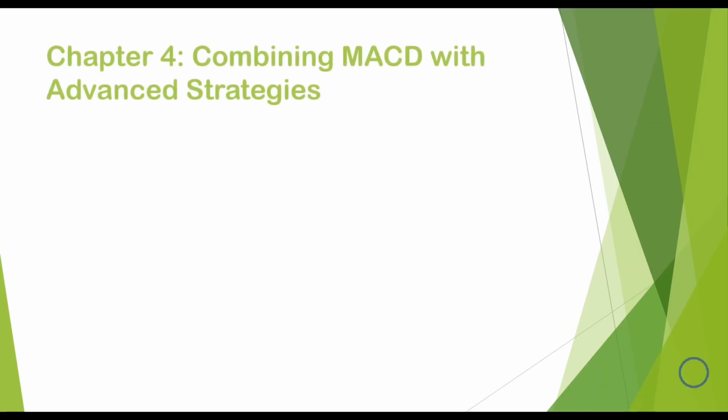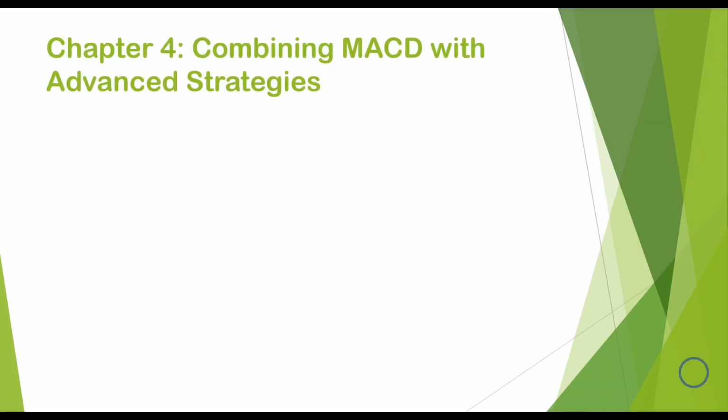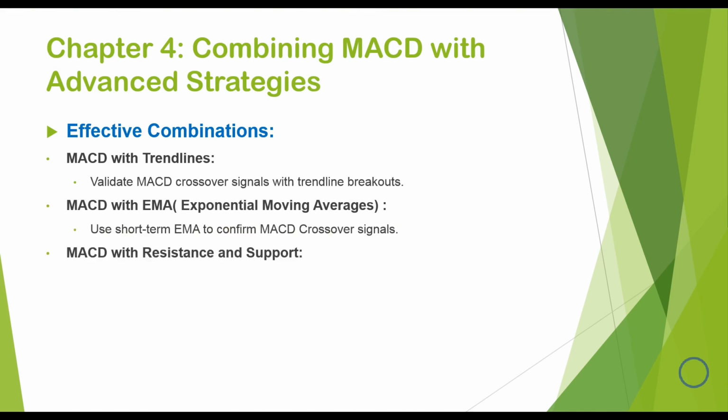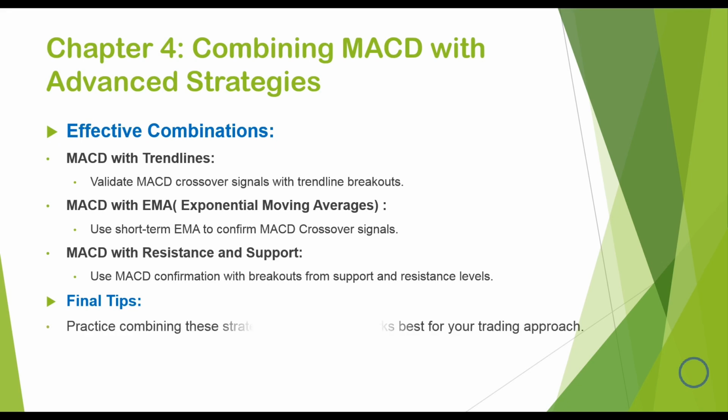Now, let's move on to Chapter 4, where we will explore advanced strategies combining MACD. MACD with trend lines: validate MACD crossover signals with trend line breakouts. MACD with EMA: use short-term EMA to confirm MACD crossover signals. MACD with resistance and support: use MACD confirmation with breakouts from support and resistance levels. Final tips: practice combining these strategies to find what works best for your trading approach.